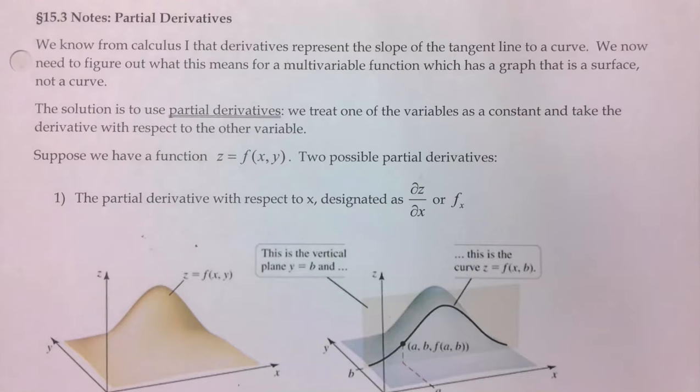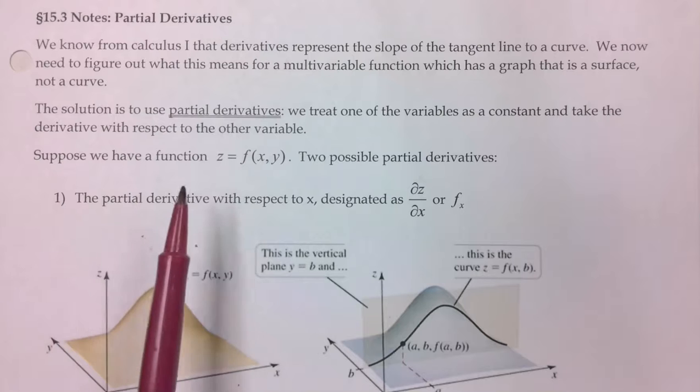In section 15.3, we're going to learn about partial derivatives. Now we know from Calculus 1 that derivatives represent the slope of a tangent line to a curve. But what does this mean for our multivariable functions where your graphs are surfaces, not curves? How is this going to work? The answer is that we treat one of the variables as if it's a constant, and we take the derivative with respect to the other variable.